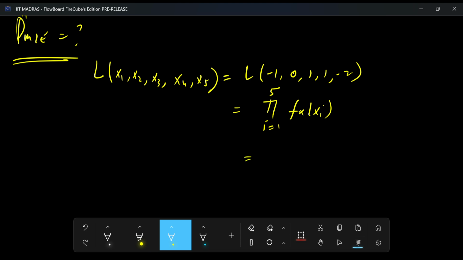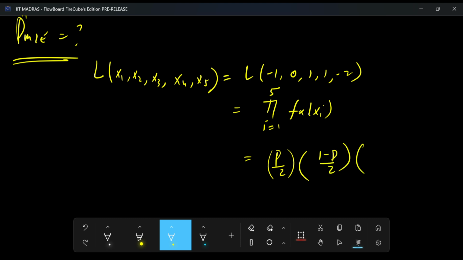Then, what's my log likelihood function? Before the log likelihood function, we need the likelihood function. That is nothing but at -1, what's the PDF? That's p/2. And at 0, what's the PDF? 1 minus p upon 2.